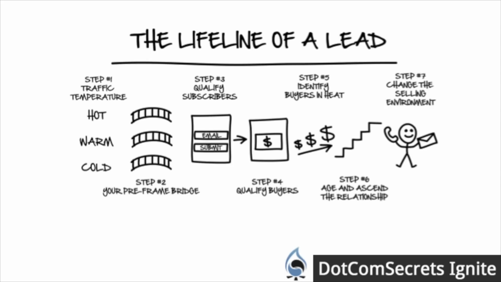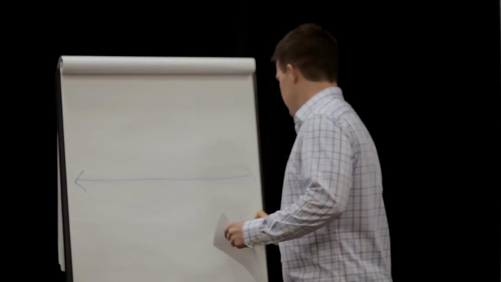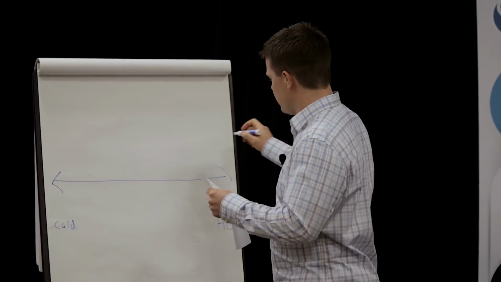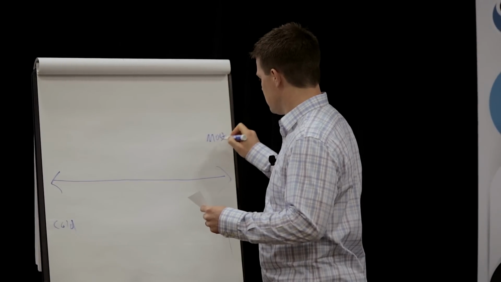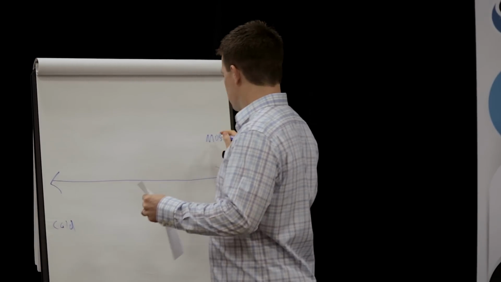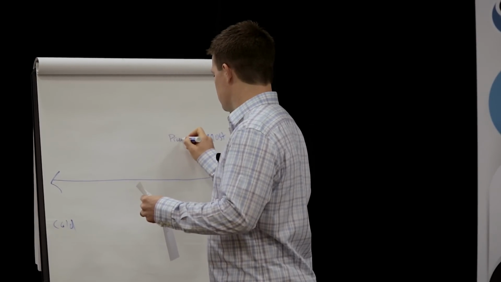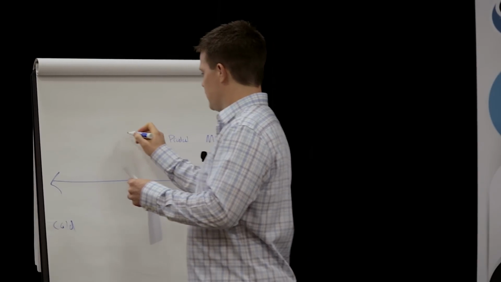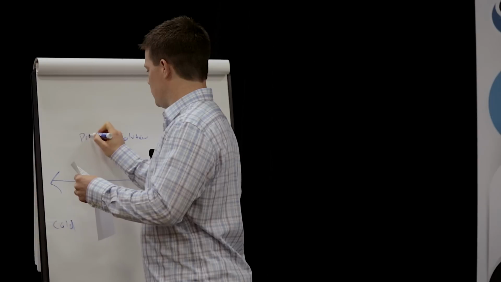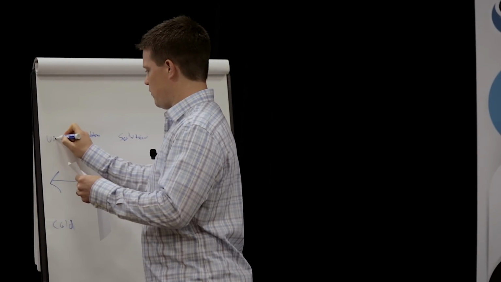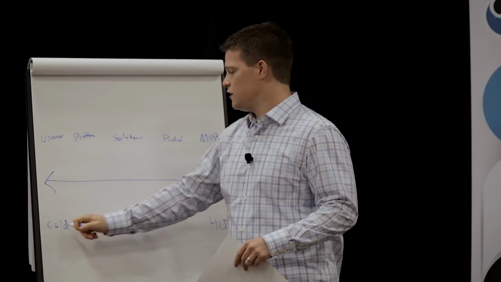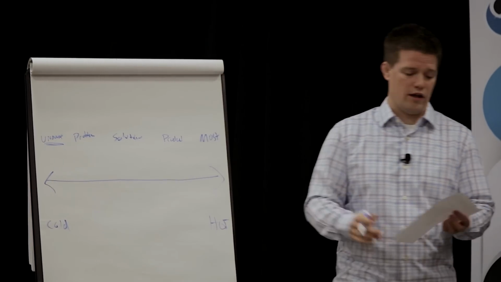Okay, so if you look at this, here's our hot, here's our cold. On this side, you've got most aware, then you've got product aware, then solution aware, problem aware, and then they're unaware. Okay, does that make sense? So the cold traffic starts with unaware. Like, I don't even know that I want to make money.